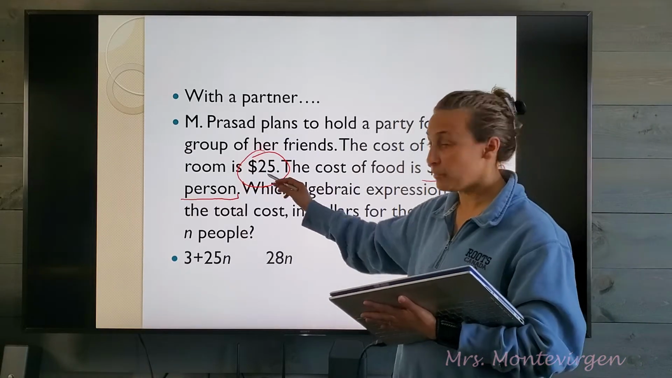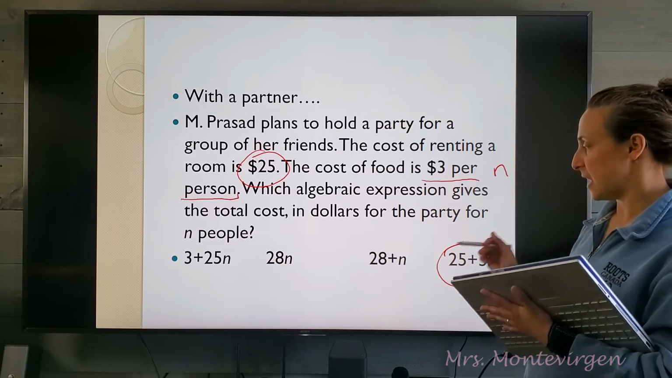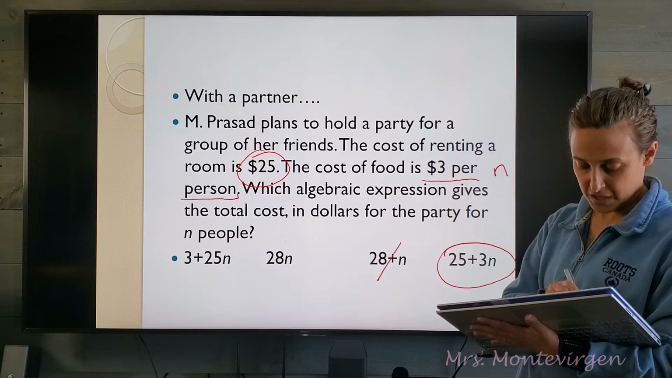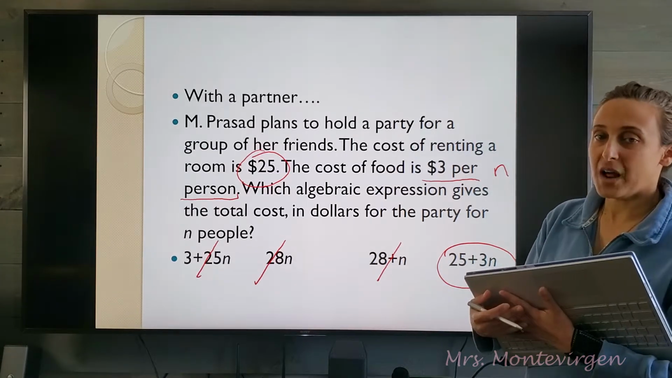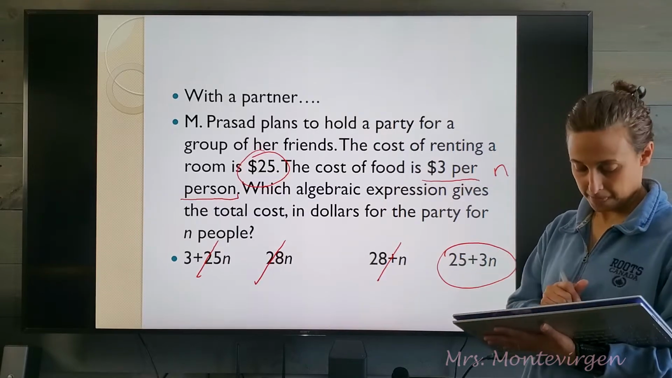And then I'm renting a room for $25, so I'm just going to add that on to the end here. And that's exactly what I have. Which means all those other options here would not help me answer the question. Did you get it? Good for you.